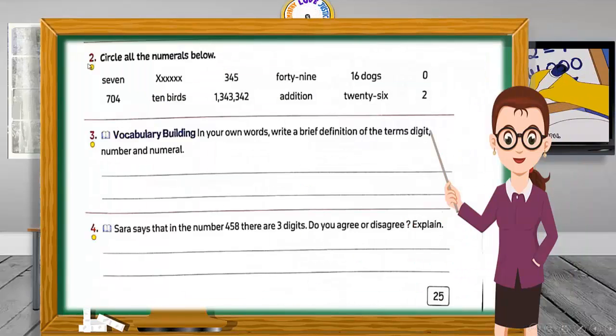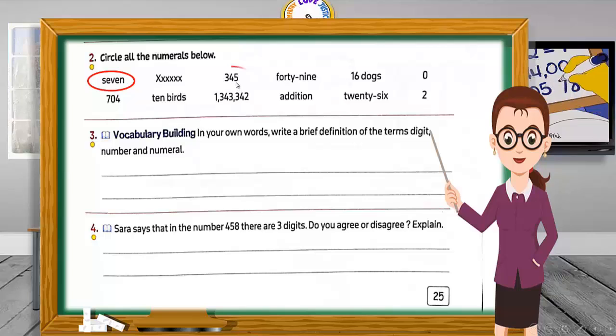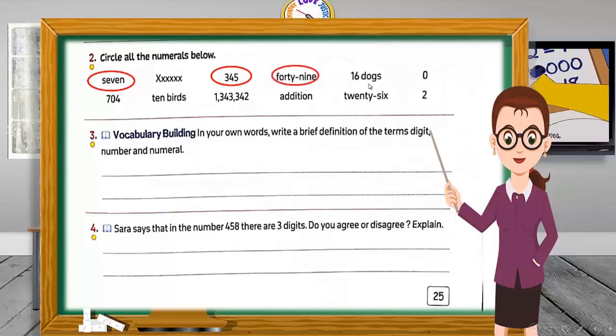Go to the next one, number 2. It tells you here: circle all the numerals below. 7 is a numeral. We said a numeral is a symbol or a name. Yes, this is a numeral. X's: no, nothing. Not a digit, not a numeral, not a number. 345: yes, it is a number and a numeral. 49 is a numeral, not a number, not a digit. Okay? 16 dogs: not a digit, not a numeral, not a number. So we don't make a circle here. 0: yes.